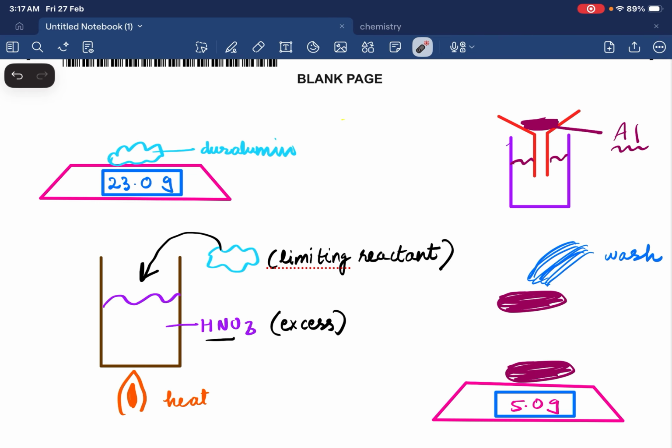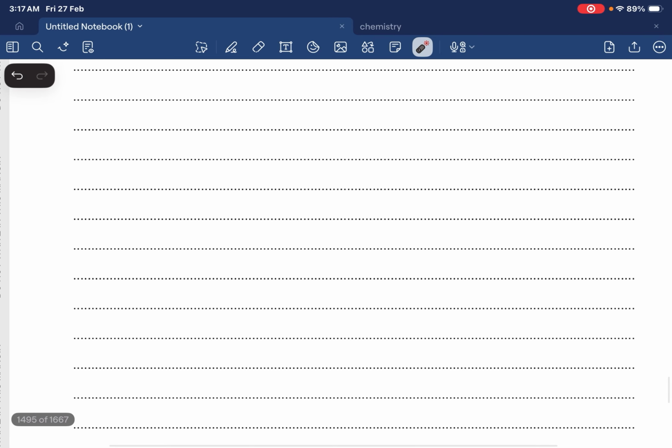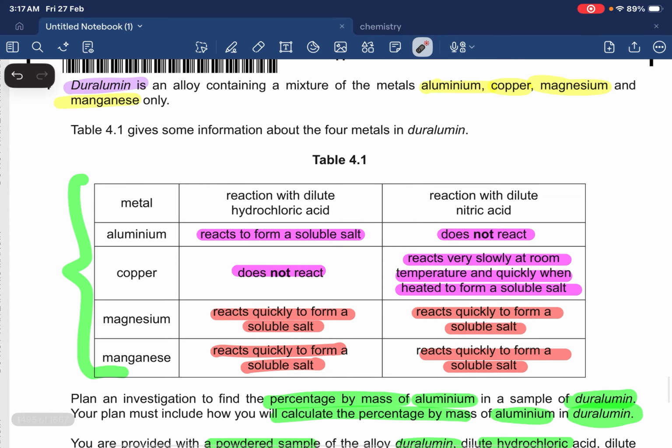So over here, I found a perfect way through which we can measure the percentage mass of aluminum. The only thing that I think we need is nitric acid. We don't even need hydrochloric acid. Why? Because copper is not going to react with it. But with nitric acid, everything's going to react except for aluminum. We don't want aluminum to react because we want to measure its mass at the end. And everything else is going to react if we heat the solution.